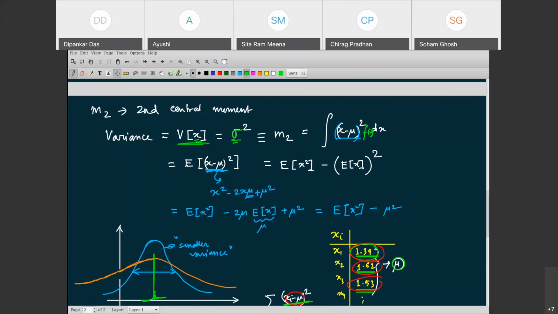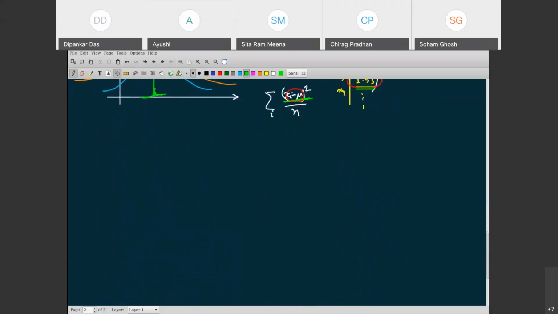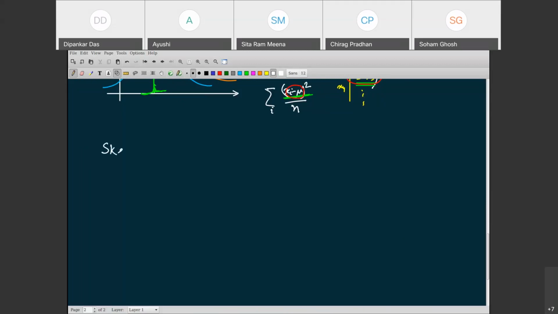So the first example of that is when you define something called the skewness and kurtosis. First of all, let me define the skewness. The skewness is defined in terms of the third central moment. This will not be very important in our lectures, but you should know what this means. So M3 by sigma cube.